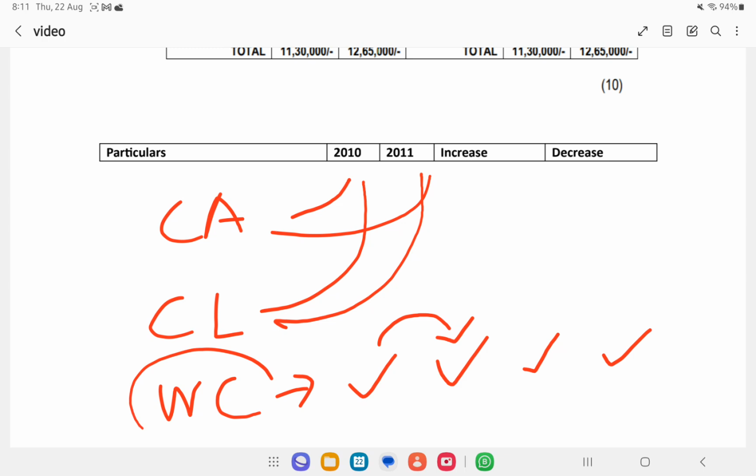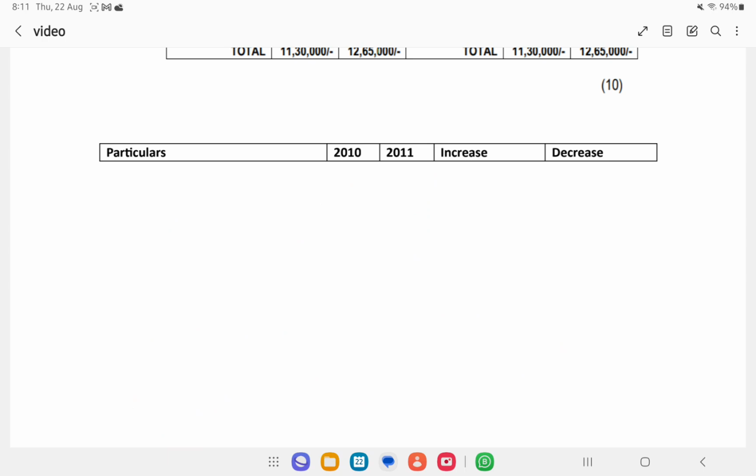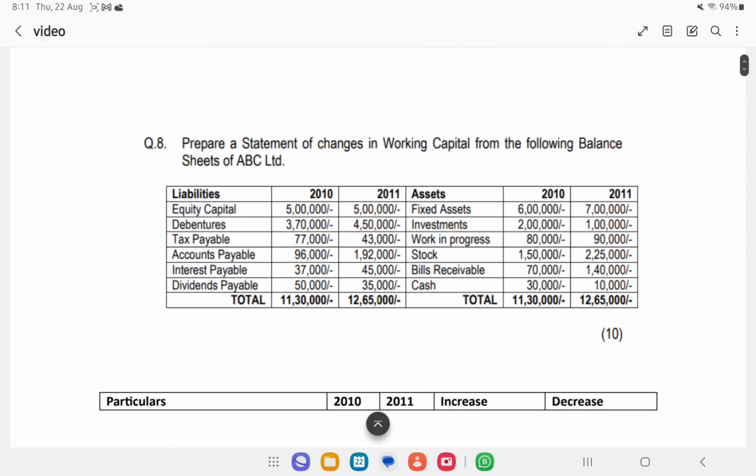It is important for us to know whether the working capital increased or decreased to prepare the fund flow statement. In this question we are just asked to find the statement of changes in working capital, but remember, this is part of preparing the fund flow statement. We will move on to that, but now just understand this.